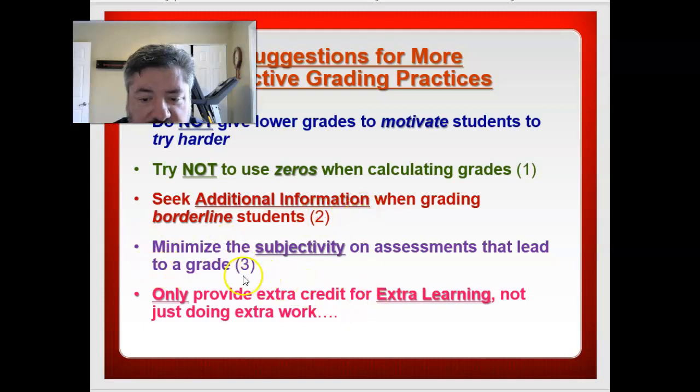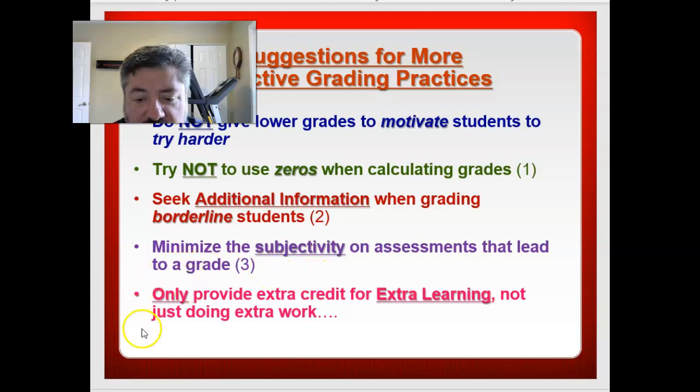Try to do everything you can to minimize the subjectivity on assignments that lead to a grade. Remember, we don't want to be subjective and just say, oh, the student got this. We want to design and use both valid and reliable assessments to determine the grade. All right? This leaves it less open to interpretation in the scoring guides, so try to be very specific when you're developing your scoring guides. That makes them more valid and reliable.